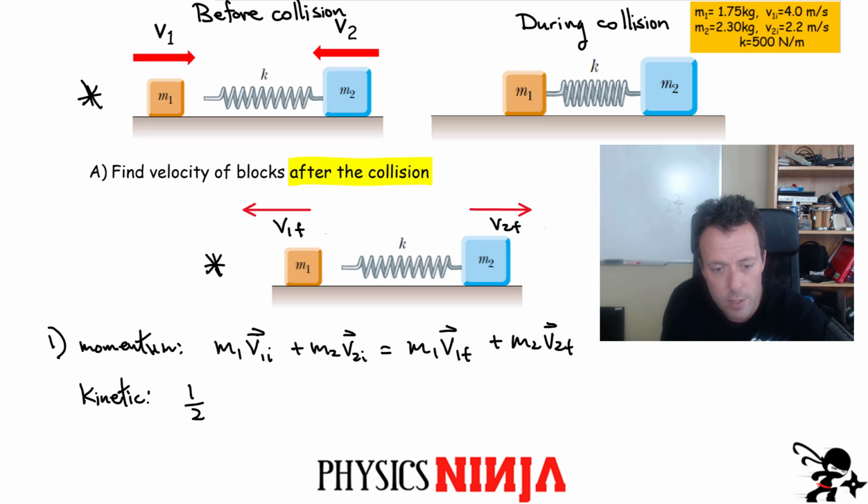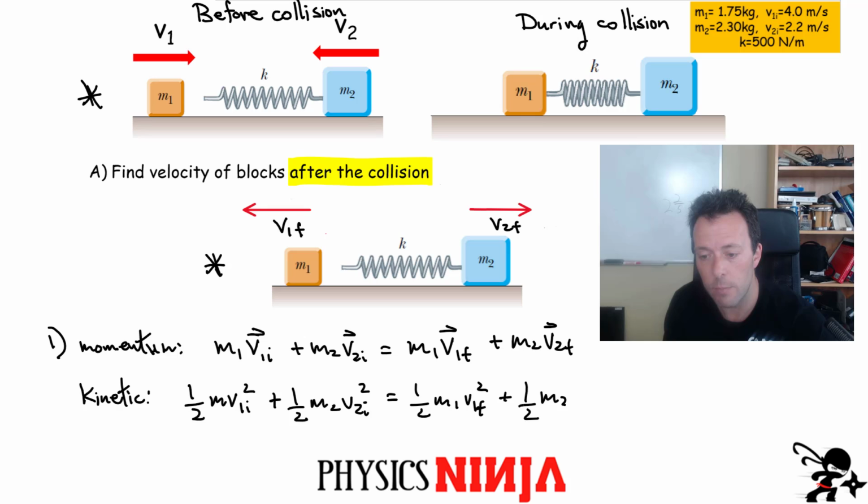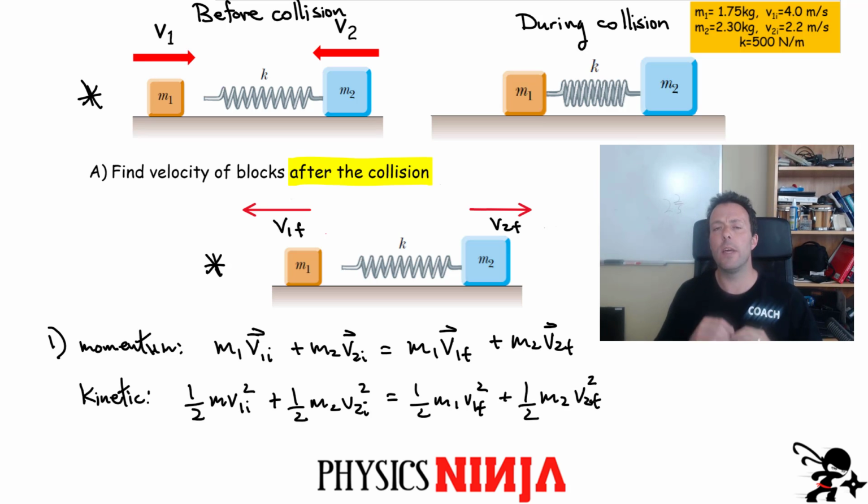So our equation for kinetic energy before is 1/2 m1 v1² for block 1, plus 1/2 m2 v2² for block 2, and then that has to be equal to 1/2 m1 v1 final squared, plus the kinetic energy of block number 2 after the collision. Let me write that down. All right, so these are the two equations that we have to solve.